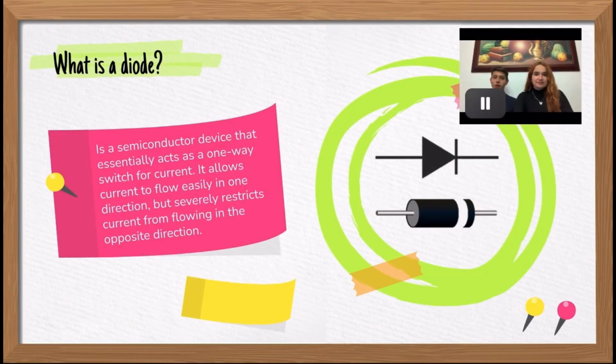First, what is a diode? It is a semiconductor device that essentially acts as a one-way switch for current. It allows current to flow easily in one direction, but severely restricts current from flowing in the opposite direction.